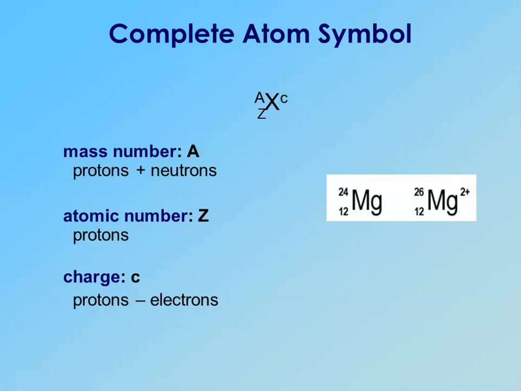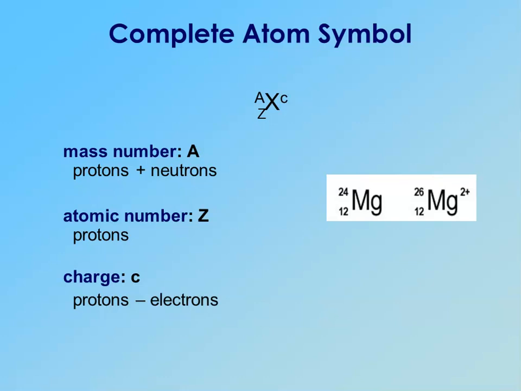The A, the top left-hand corner, will always be representing the mass number, so telling you what isotope you have for that given element. It's protons and neutrons. Z will always be found in the bottom left-hand corner, your atomic number, which is going to be unique for each element, your number of protons.